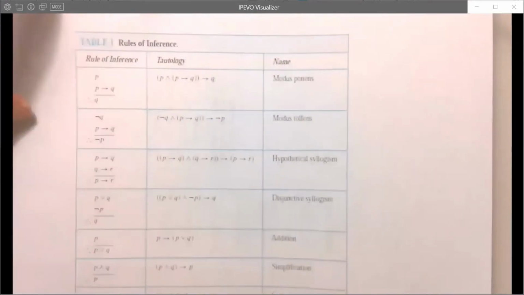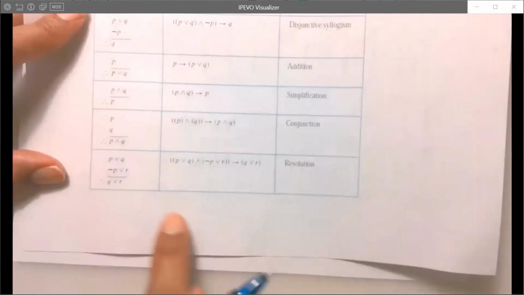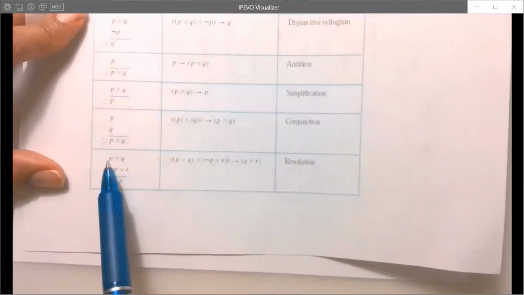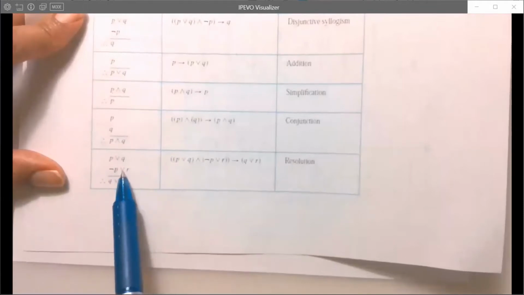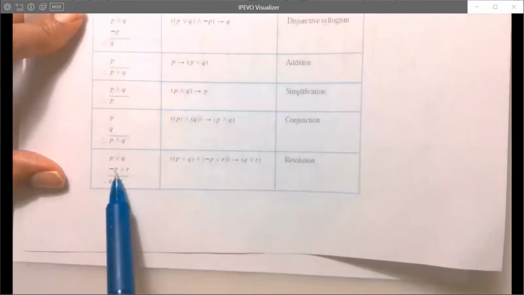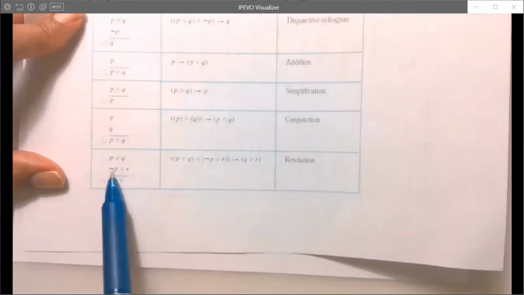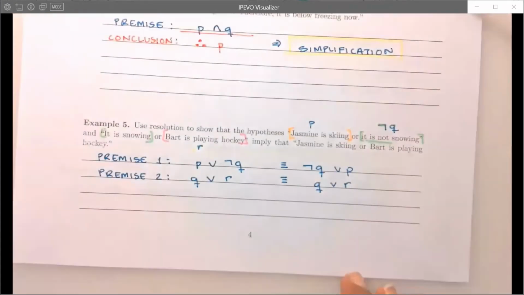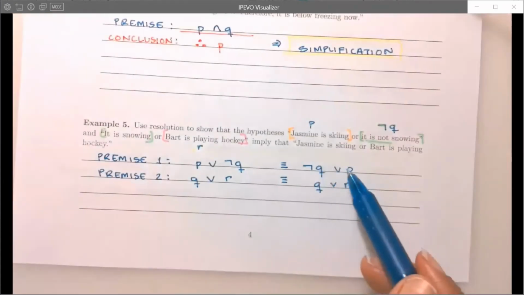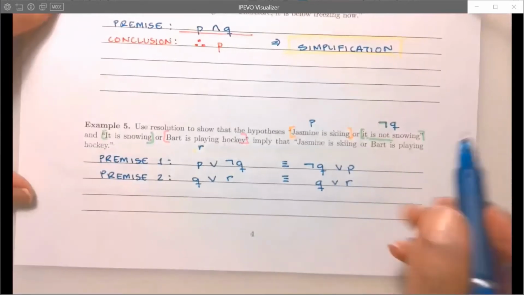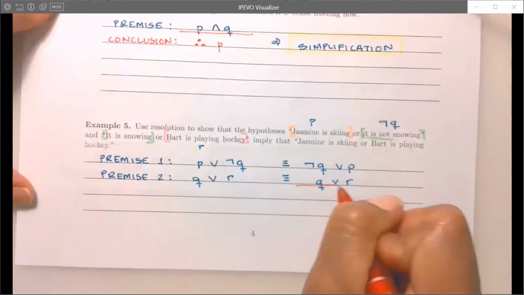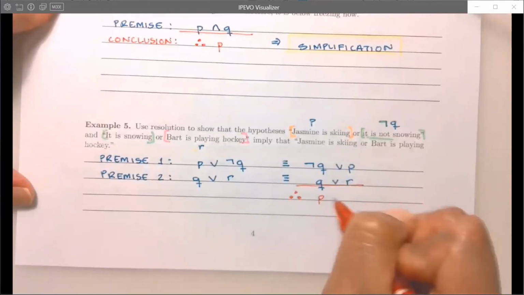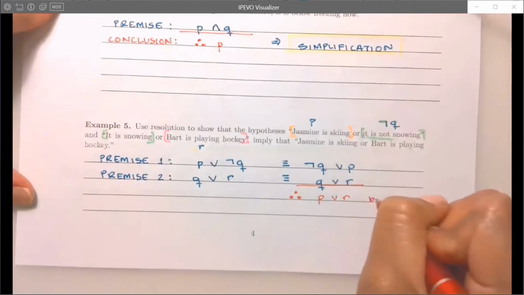That way we can compare it a little bit better with our rules of inference. Now they did say use resolution, so let's look down at resolution. Resolution says when you have P or Q and negation P or R, it's almost as if these two cancel out and you're just left with Q or R. So you're allowed to disregard the P and negation P and conclude simply Q or R. If we take a look at what we have here, we have negation Q or P, and Q or R, so that's going to allow us to conclude P or R. And this is by resolution.